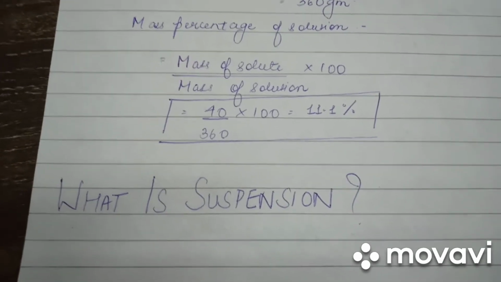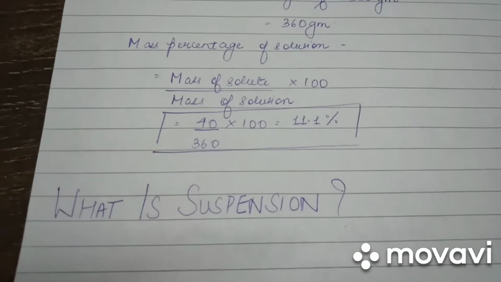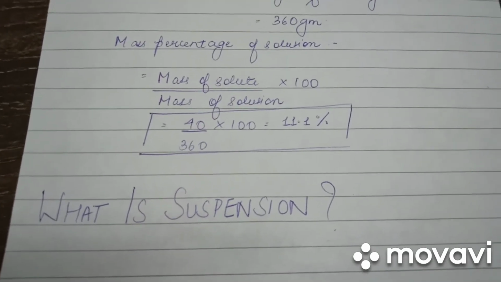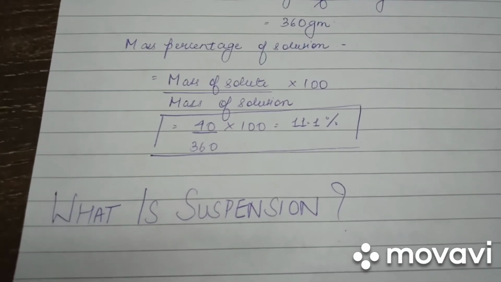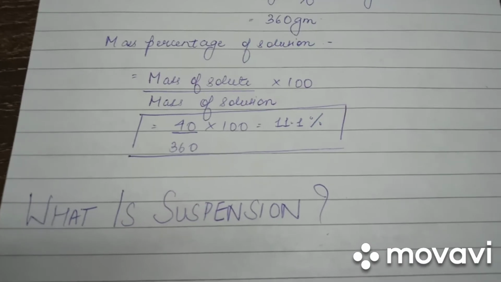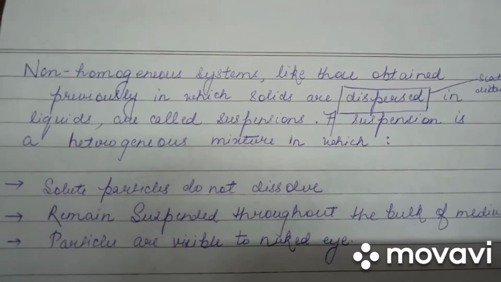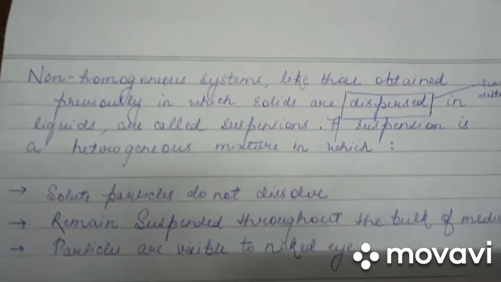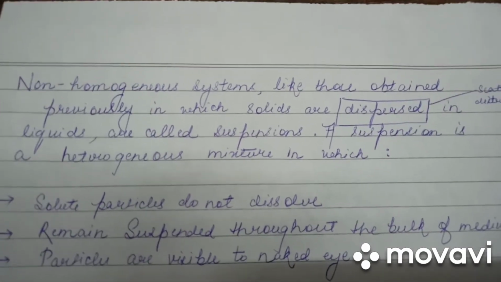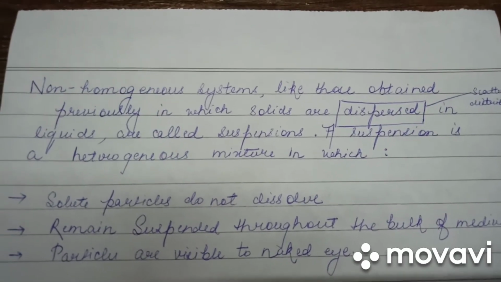In our first lecture, while dealing with one of the activities in which certain substances were mixed with water, solutions, suspensions and colloidals were obtained. Well, now we shall be discussing what is a suspension. Non-homogeneous systems like those obtained previously, in which solids are dispersed, that is, they are distributed or scattered in liquids, are called suspensions.